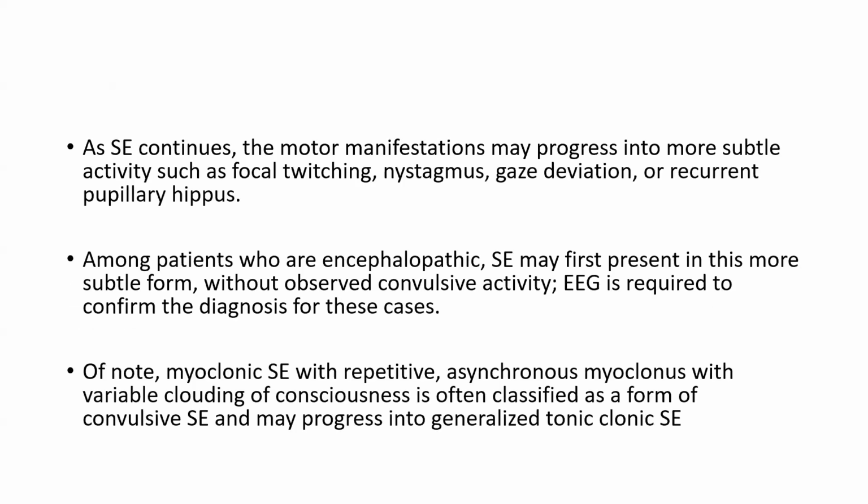As status epilepticus continues, the motor manifestations may progress into more subtle activities such as focal twitching, nystagmus, gaze deviation, or recurrent pupillary hippus. Among patients who are encephalopathic, status epilepticus may first present in this more subtle form without observed convulsive activity, and EEG is required to confirm the diagnosis. Of note, myoclonic status epilepticus, with repetitive and asynchronous myoclonus with variable clouding of consciousness, is often classified as a form of convulsive status epilepticus and may progress into generalized tonic-clonic status epilepticus.